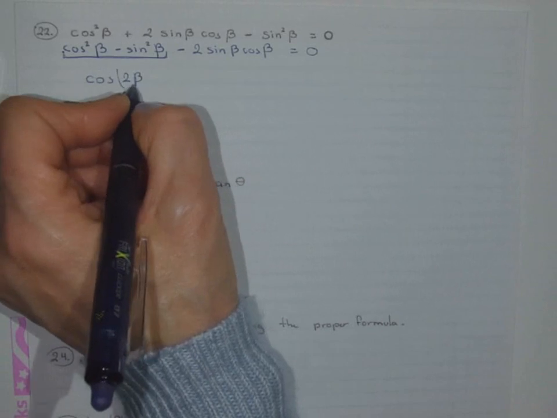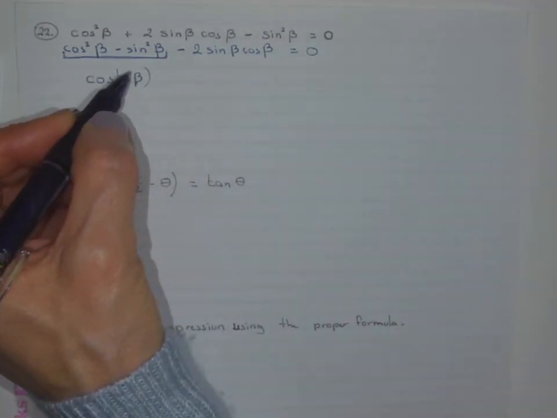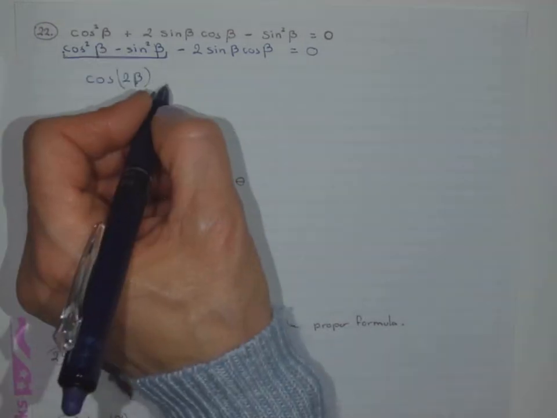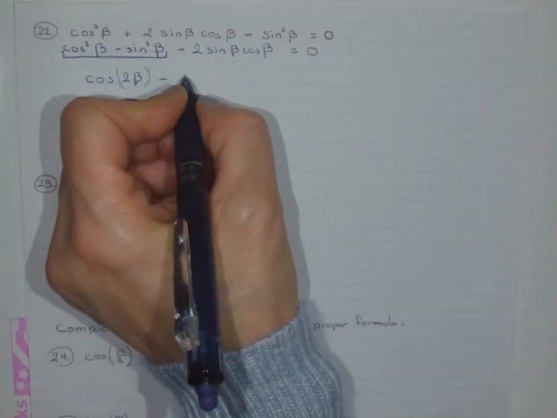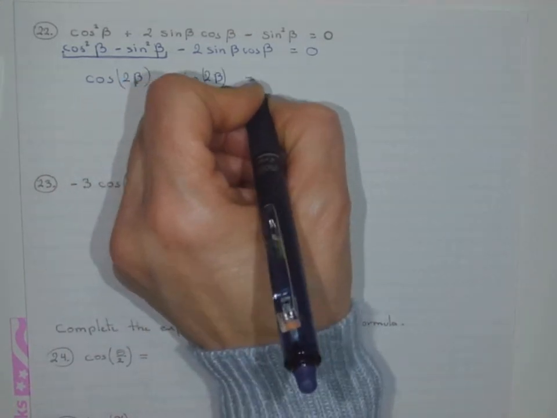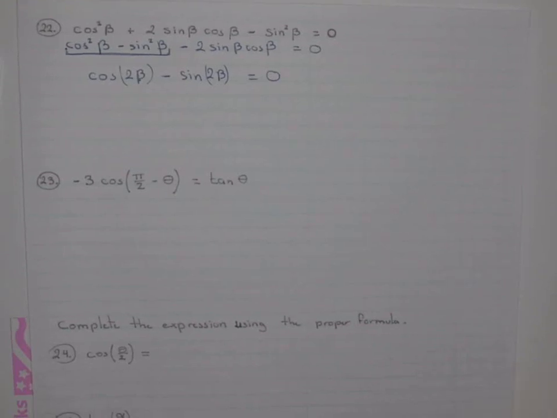Now be careful, not a cosine square, right? Because the cosine 2 beta is actually cosine squared minus sine squared, right? So this one is a single, a linear term. And then you need to recognize that as being your sine of 2 beta is equal to 0. So that's just a matter of recognizing your formulas right there.